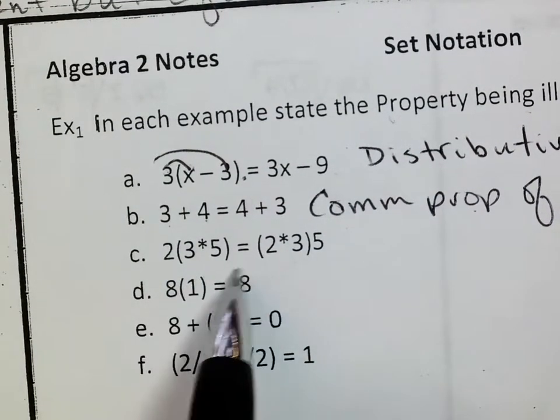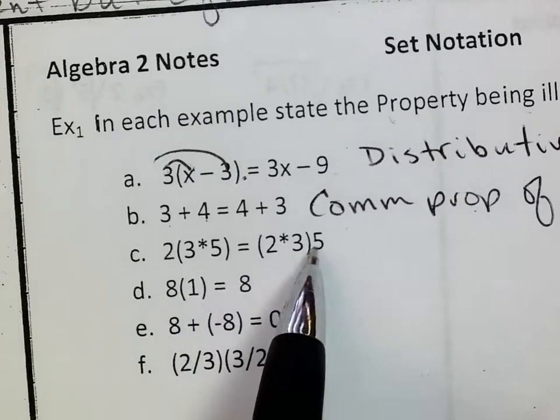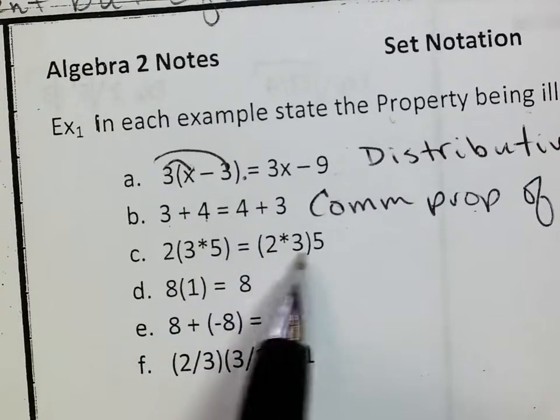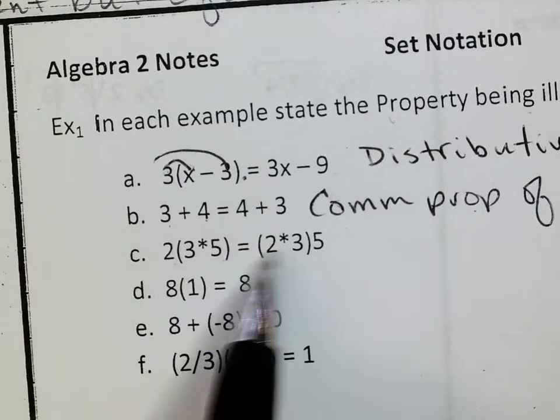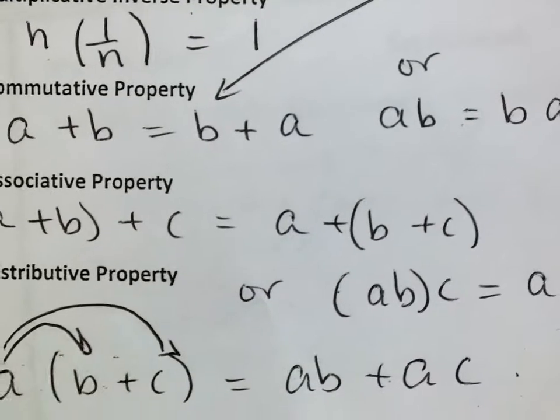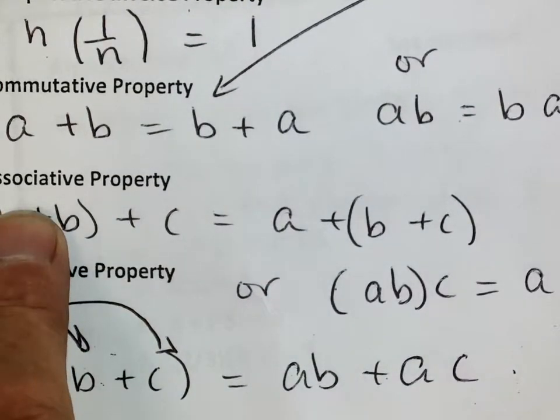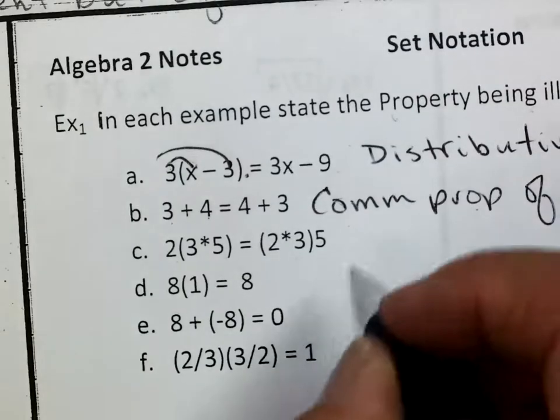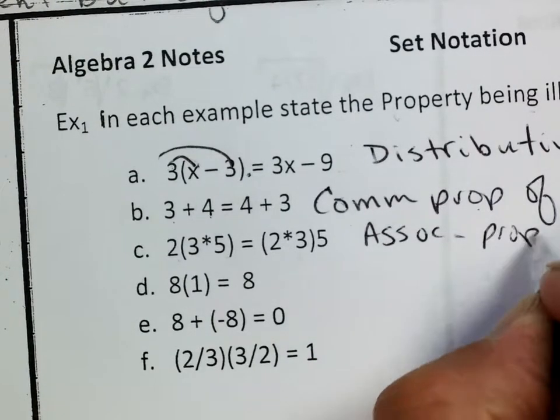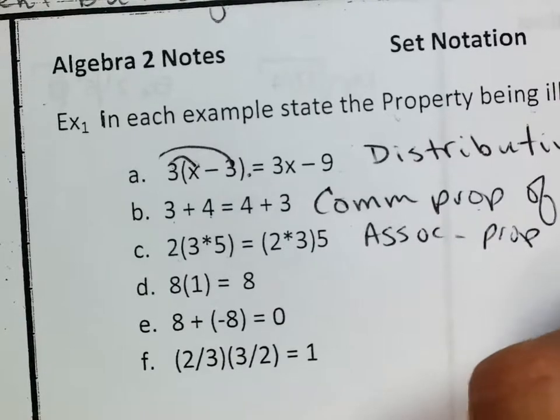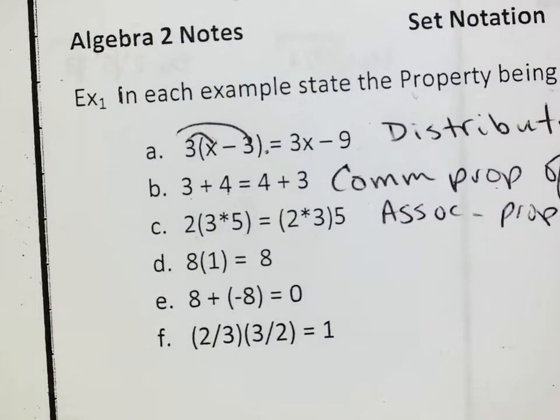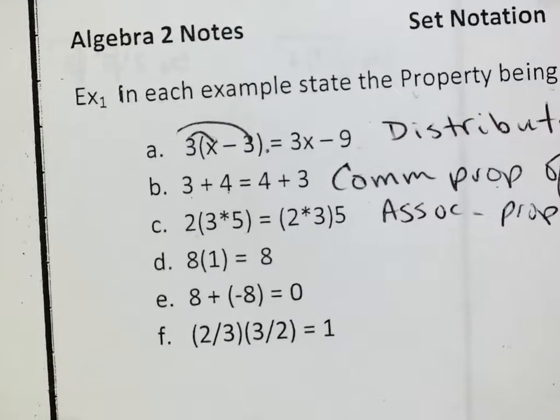Real good hint with C is it looks like the parentheses have been moved, right? We talked about that, where you could multiply 3 and 5, or you can multiply the 2 and the 3 first. So if the parentheses have shifted, then it's just a matter of where you multiply first. And so that looks like the associative property, right? You're just changing the parentheses around. So that's associative property of multiplication, right? Because we're multiplying. So we're just changing which 2 we multiply first, okay?